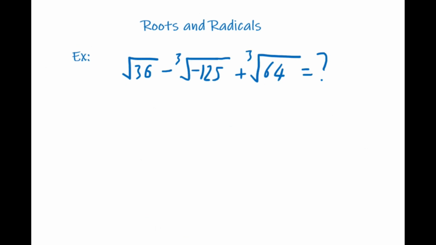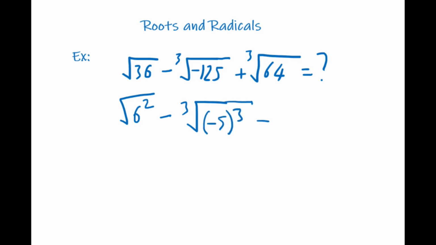In this example, square root of 36 can be written as 6 to the power of 2 inside the roots, minus the third root of negative 125. Negative 125 is the negative 5 to the power of 3, guys, plus the third root of 64. 64 is 4 to the power of 3.